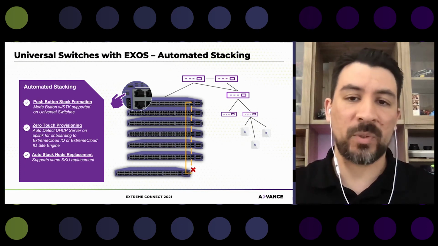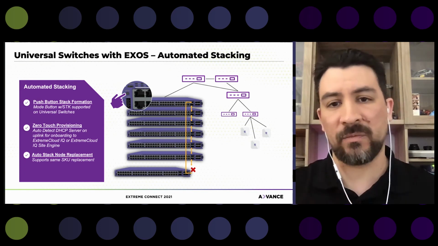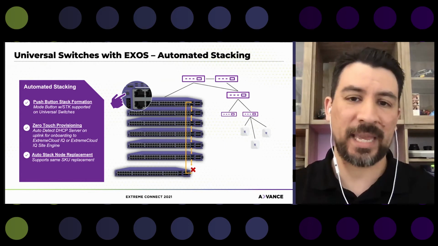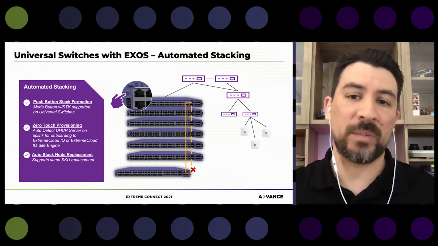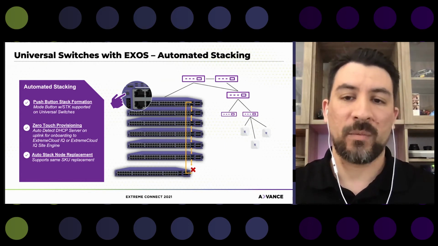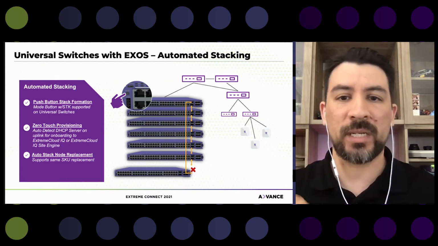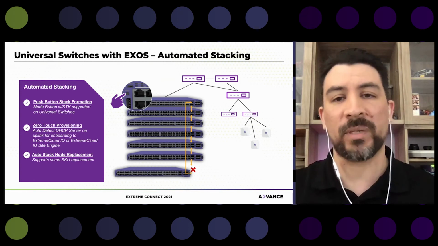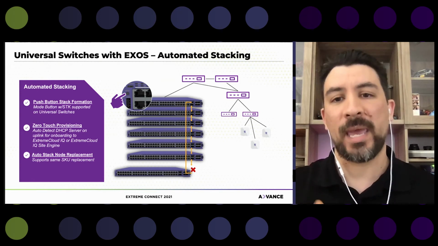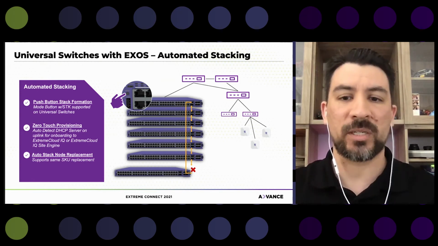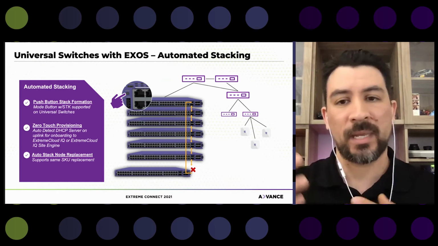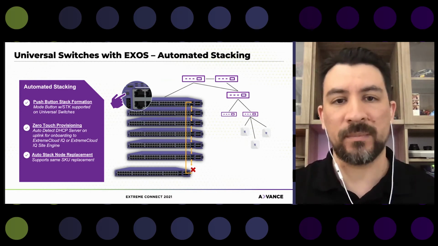In this example, our slot at the very bottom has failed. We can take a like model SKU and replace that failed node. When we do so, we can configure and synchronize that switch into the stack automatically, without you having to go in and perform additional configuration to get that new switch replaced for the failed unit.